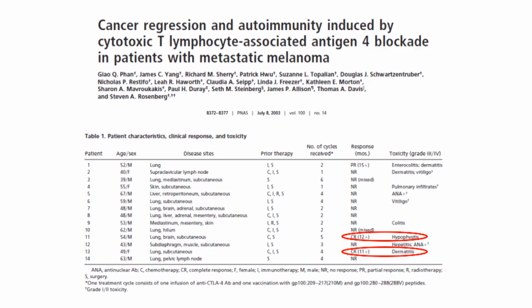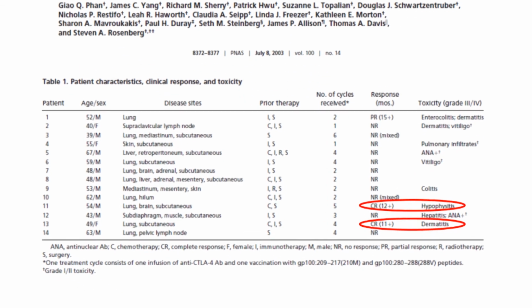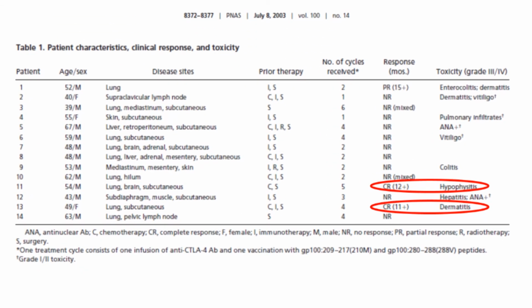So now in humans, the CTLA-4 antibody is in clinical use. This is the first report in 2003. They reported that the cancer regressed, but at the same time, autoimmunity developed.